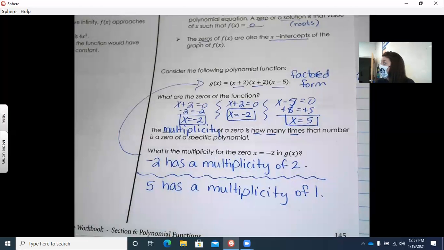Everybody understand what multiplicity means? Don't even make me think you're looking at your phone. Because if I do, come on. Next page.